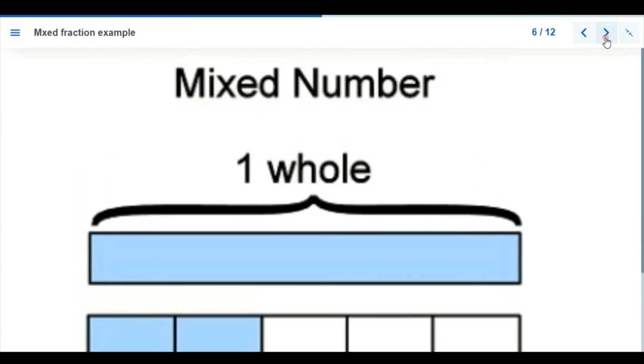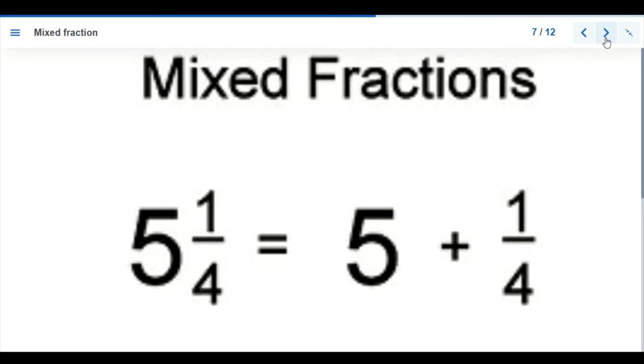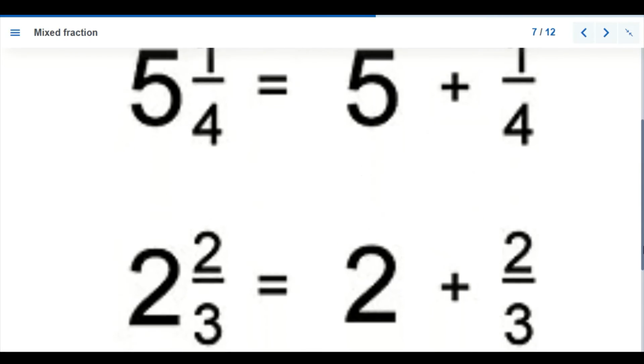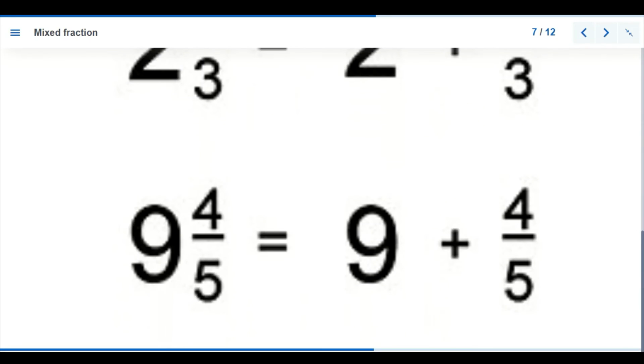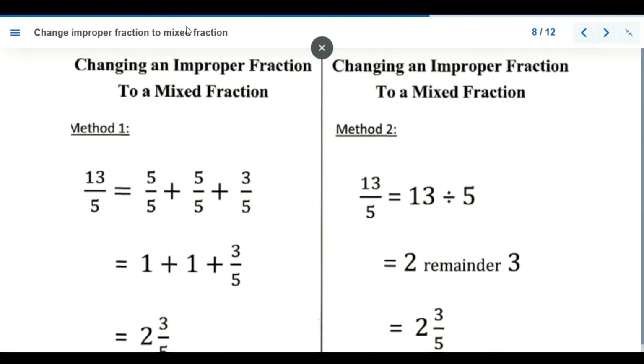Now, if we have that, let's look at some examples of mixed fractions. This one is what? 5 whole number 1 over 4. The next one here is what? 2 whole number 2 over 3. The next one is what? 9 whole number 4 over 5. And we can actually split them in this way. This one is just to denote that this is the whole number and this is what? A proper fraction.